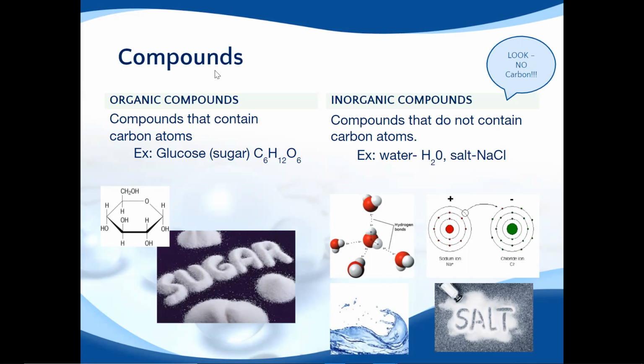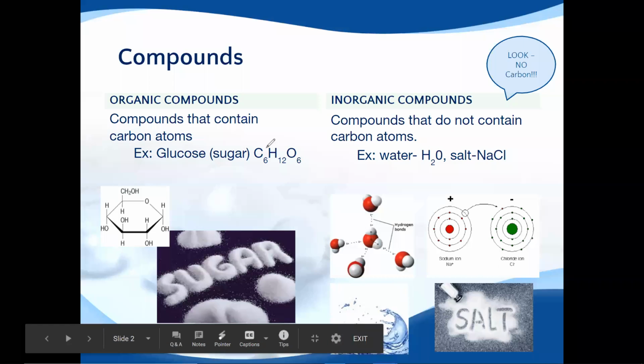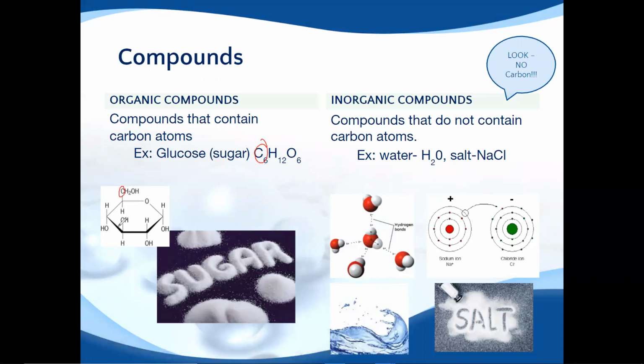So a good example of that on the left would be glucose, the sugar that gets produced in photosynthesis and that we use in cellular respiration. That's an organic compound because it has carbon in it, as you can see here. And in the picture of it, you can see here, technically there's a carbon atom at each of these points as well.